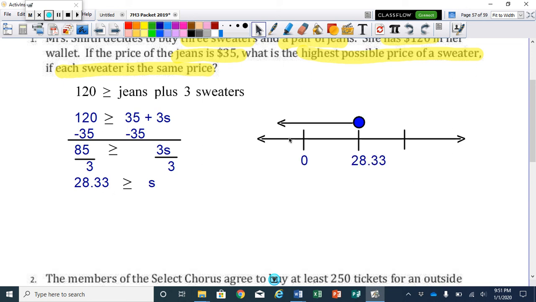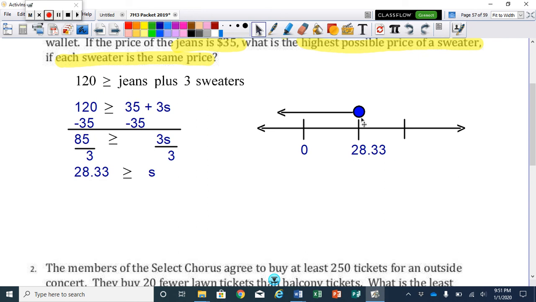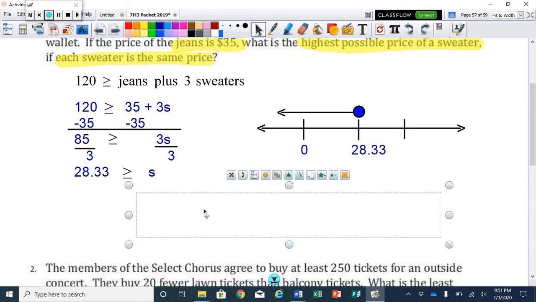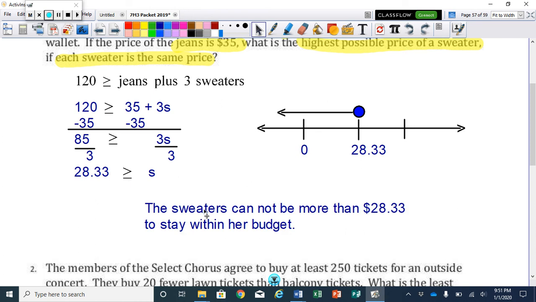So graph this. The cost of the sweater has to be less than or equal to $28.33. So I draw a number line. The only 2 numbers I care about are 0 and the number I'm using, the $28.33. It's got to be a filled in circle because it's an or equals to here. And then in the context of the problem, the sweaters cannot be more than $28.33 to stay within her budget.